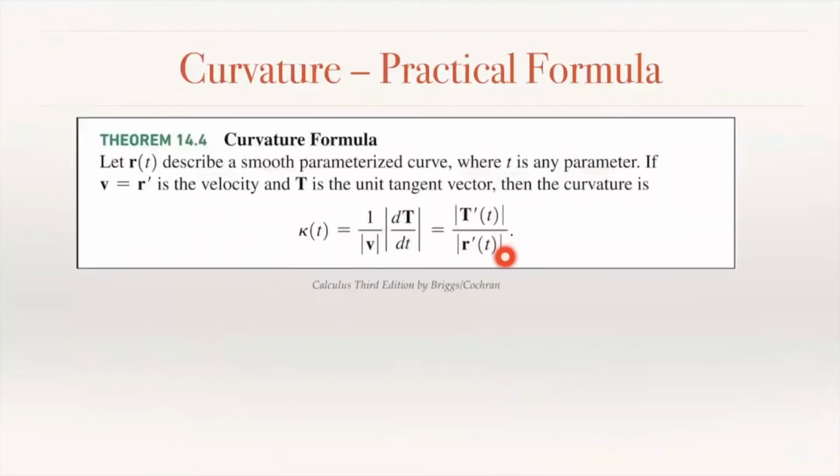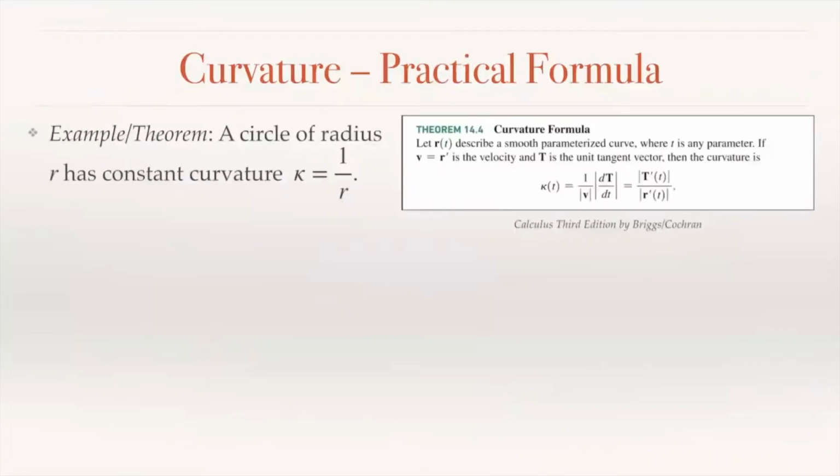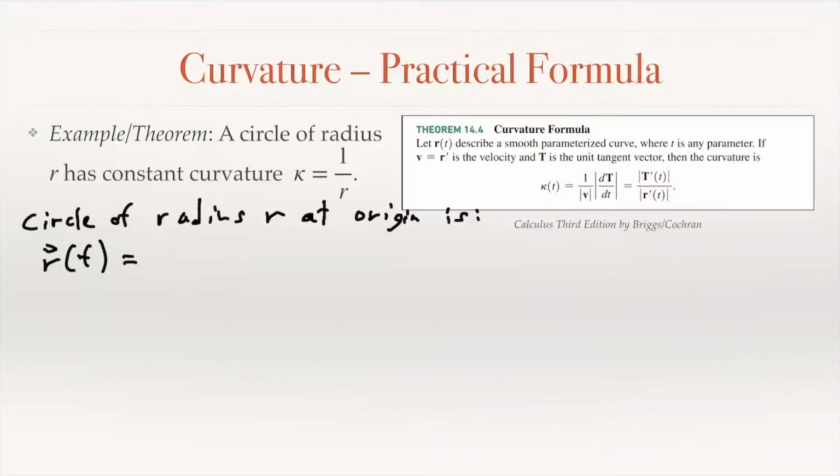So this is just the slide from the textbook saying the same thing, that kappa of T is what we just found. So let's do an example, and this example will double as a theorem. Let's find the curvature at any point on a circle of radius r. A circle of radius r centered at the origin is parameterized by r(t) = r cosine t, comma r sine t.